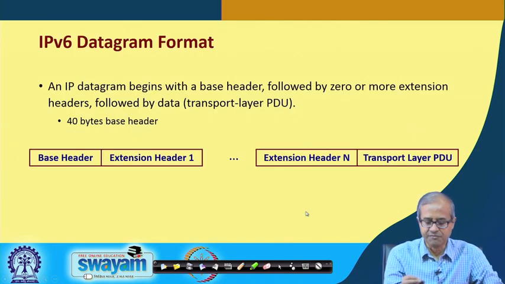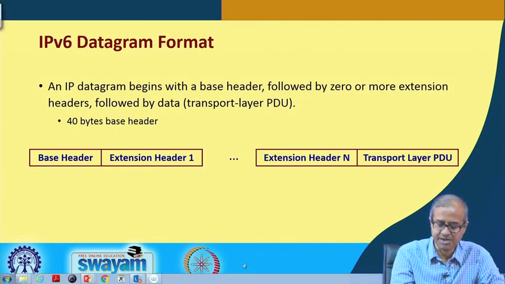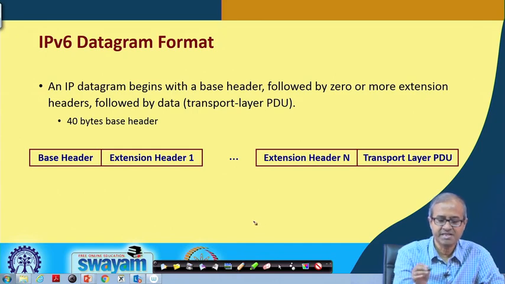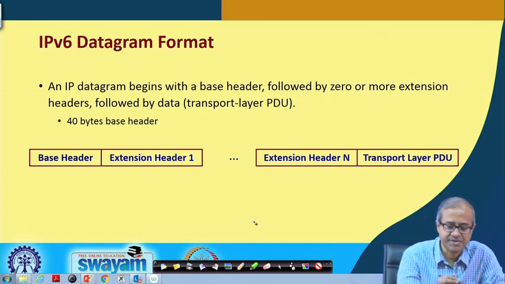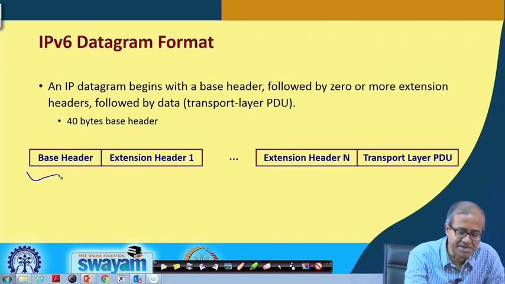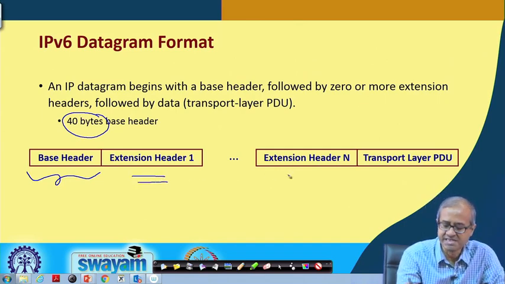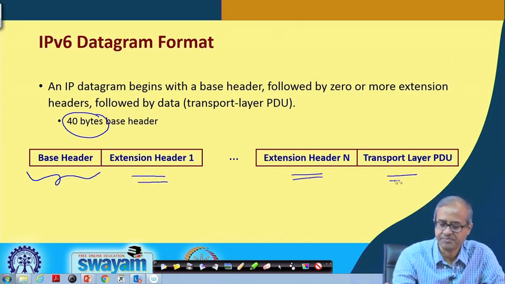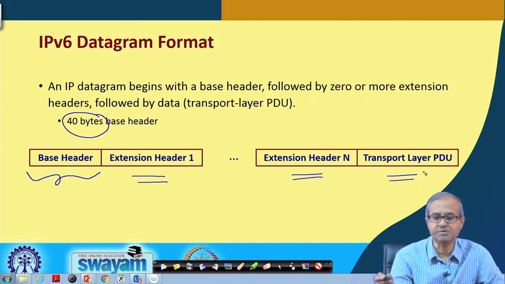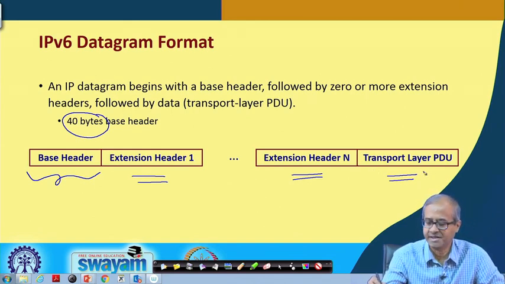So, IP datagram format, as I said, there can be multiple extension headers. The general picture is like this. It starts with a base header which is 40 bytes in size, but there can be multiple extension headers. The size of the extension headers can be different, and at the end you have the data.